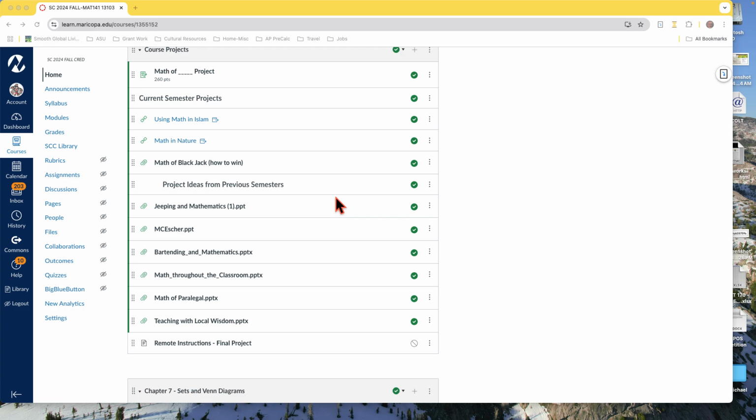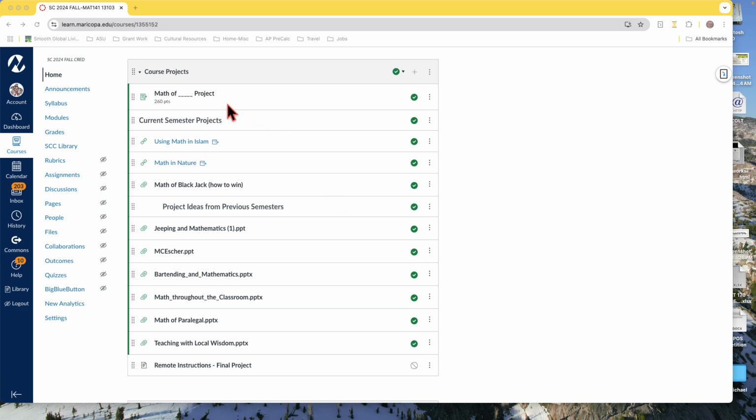So the other option I wanted to share with you today is this project, the Math of Blank. Okay, this is an optional project. It replaces, I don't know, about 20% of the grade.